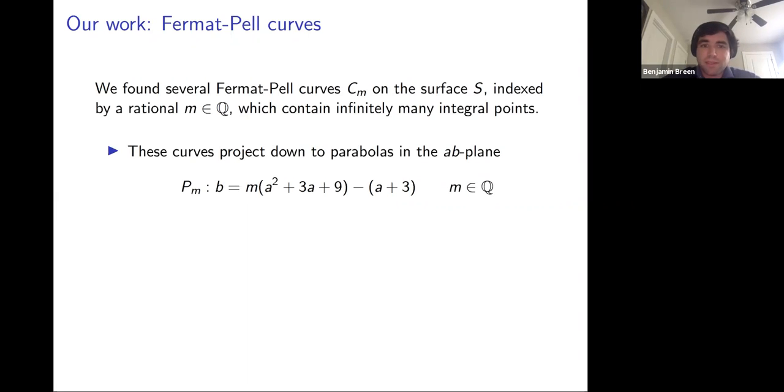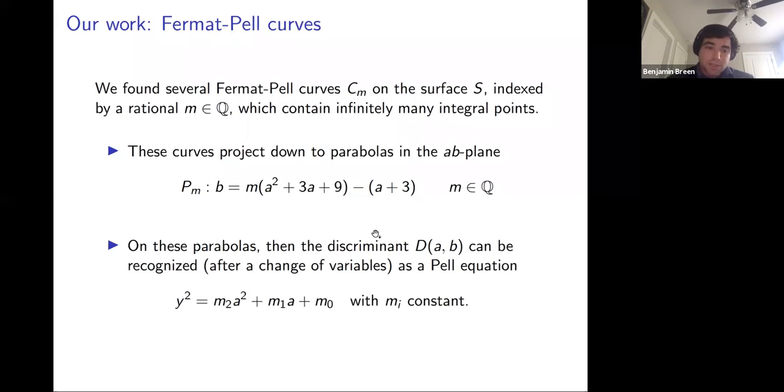And to briefly describe this, if we think about taking these curves and projecting them down into the AB plane, you have some surface up here and we've found some curves on the surface. If you project them down into the AB plane, you'll find that the projection ends up being parabolas. The parabola is given by B equals some constant m times a quadratic in A.